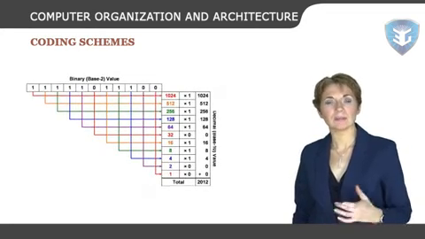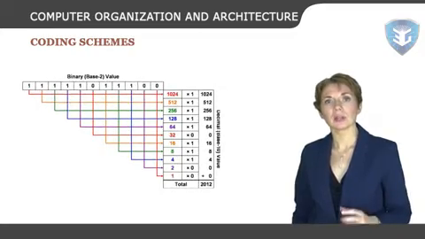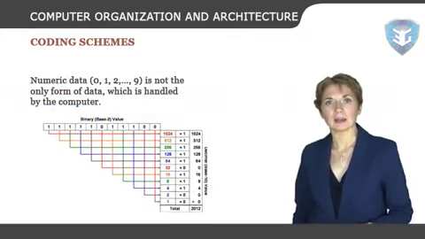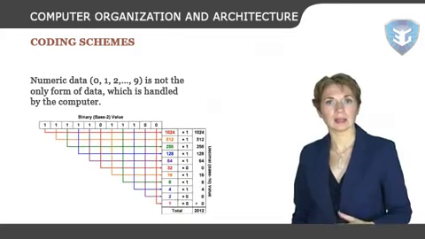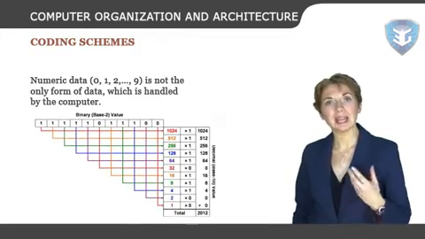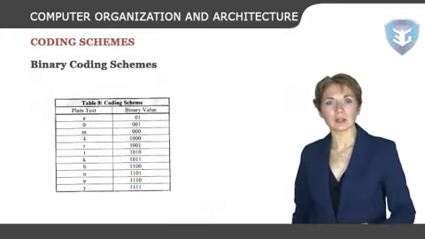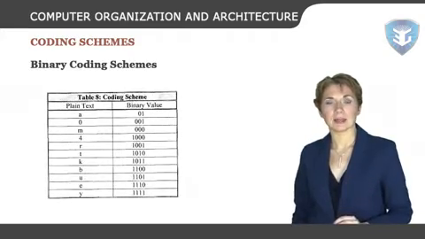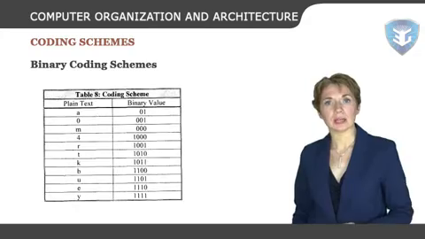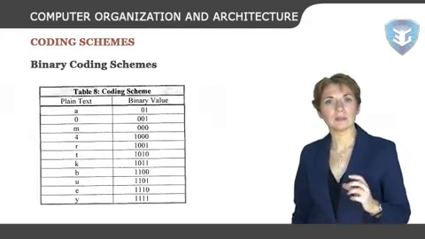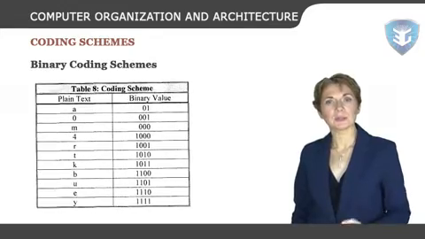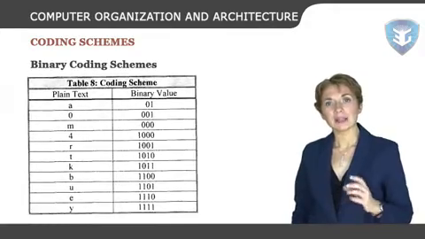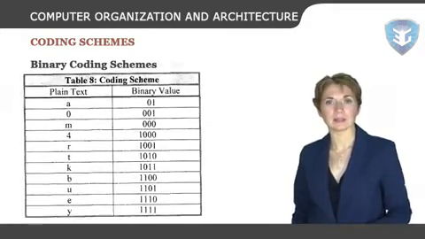In today's technology, the binary number system is used by the computer to represent data in a computer-understandable format. Numeric data, 0, 1, 2, etc. to 9, is not the only form of data handled by the computer. Binary coding schemes. Alphabetic data, numeric data, alphanumeric data, symbols, sound data, and video data are represented as combinations of bits in the computer. The bits are grouped in a fixed size, such as 8 bits, 6 bits, or 4 bits. A code is made by combining bits of definite size.